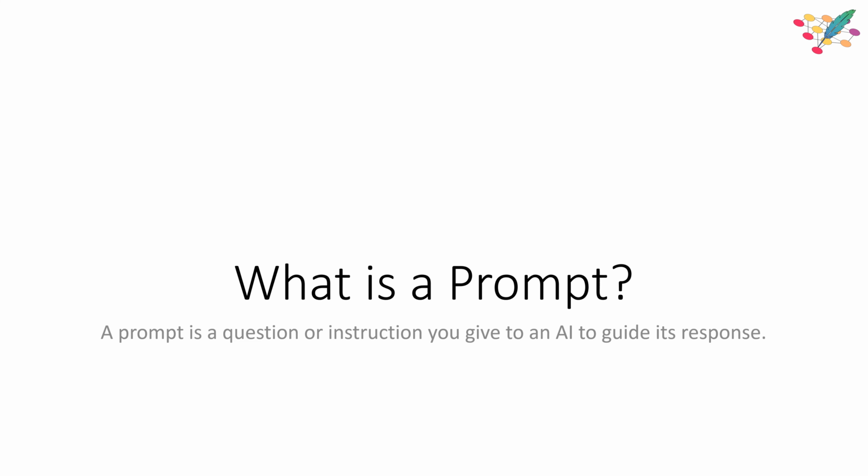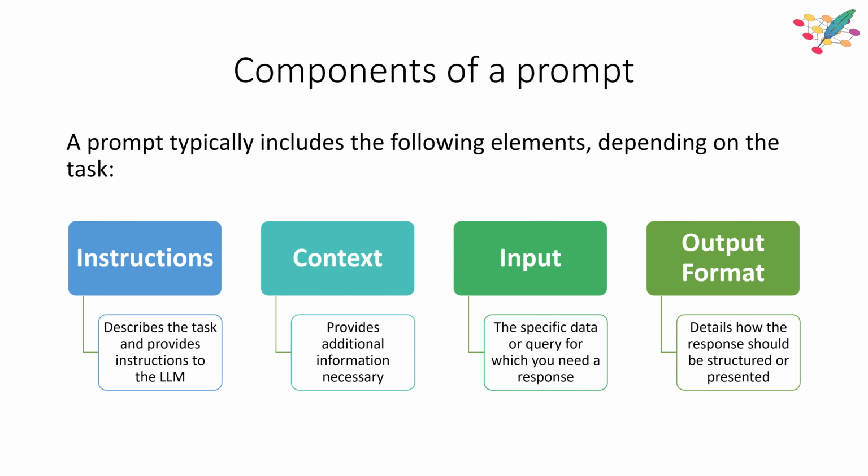A prompt is a set of instructions or a question you give to an AI model to tell it what you want it to do or answer. It's like asking a friend for help with a task by giving them clear directions. A prompt can be broken down into several key components depending on the task you're trying to accomplish.